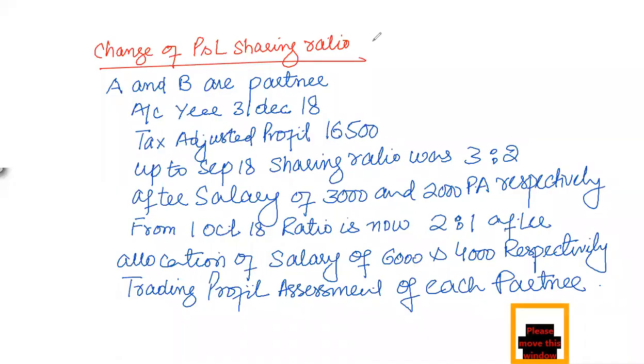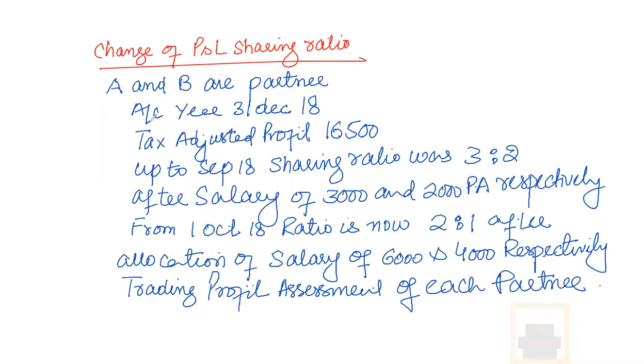Now, sometimes it happens that there is a change of profit and loss sharing ratio during the year. Now, how to deal with this? You have to split the profit into two parts: before the change in the profit and loss sharing ratio, and after the changed profit and loss sharing ratio. We can understand this with the help of an example. So let's work out this example.